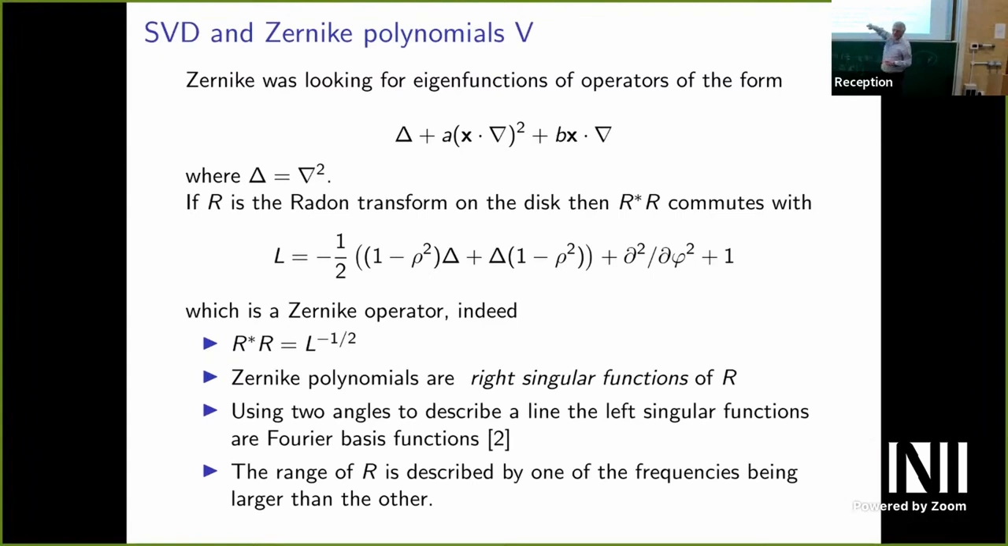Actually, like with matrices, if two matrices commute, they have the same eigenvectors. But you can still choose the eigenvectors. And we can mess with the constants to make the eigenvalues different. It turns out that this version, minus the square root of this operator, is R star R, the Radon transform, which is not widely appreciated. It almost seems kind of accidental, but it means that this operator commutes with R star R. Which is kind of cool.